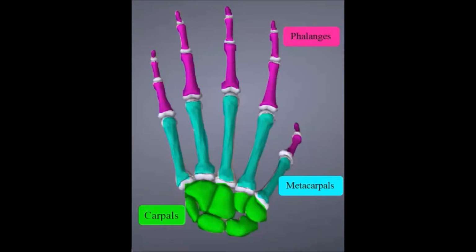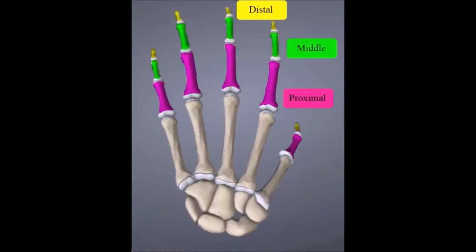The last type of bones in your hand are the phalanges. These are the bones in your fingers and thumb. In your fingers, there are 3 types of phalanges: distal, middle, and proximal. However, the thumb only has distal and proximal. An opposable thumb is the sole reason we can hold and lift objects.